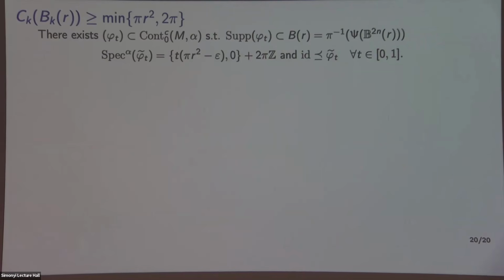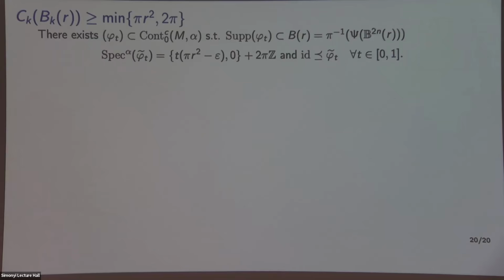And to get the upper bound, you also do an explicit construction. I think the first time I've seen this construction was by Helmut Hofer in his book. So you lift everything to the prequantization. I don't know if I can explain it well, but yes, it's an explicit construction.